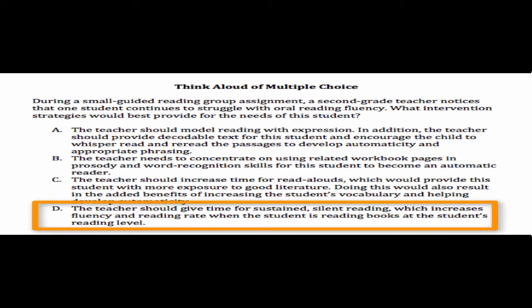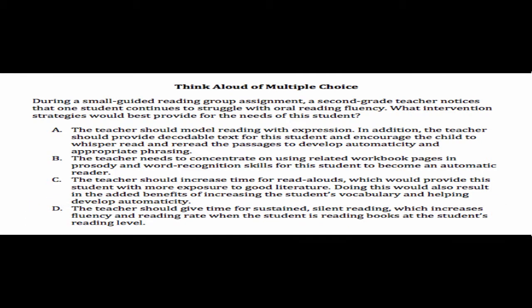Then I read the last answer option. The teacher should give time for sustained silent reading, which increases fluency and reading rate when the student is reading books at the student's reading level. I agree that this statement is true, but then again, sustained silent reading isn't providing students practice with oral reading, so I eliminate it too. So it looks like option A is really the best option after all. So I would then select this as my option choice.